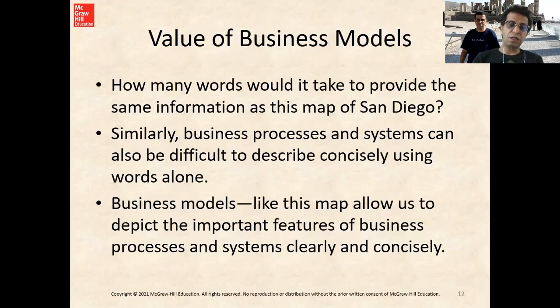So the question is, the value of a business model: how many words would it take to provide the same information as this map of, say, San Diego? When you look at the map, it's easy to locate your place. Then if you read text that tells you how to get to San Diego, for example, or to Toronto, this is the challenge. So when you do documentation, you're explaining this map in words.